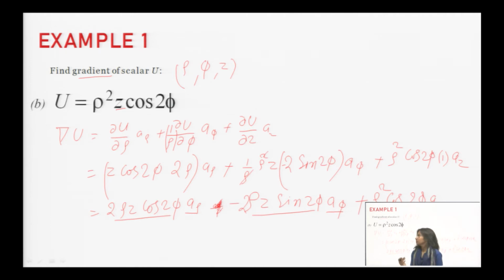Note one thing here: the gradient of any scalar produces a vector quantity. Initially this u was a scalar quantity. However, this del u, the gradient of u, is a vector quantity.